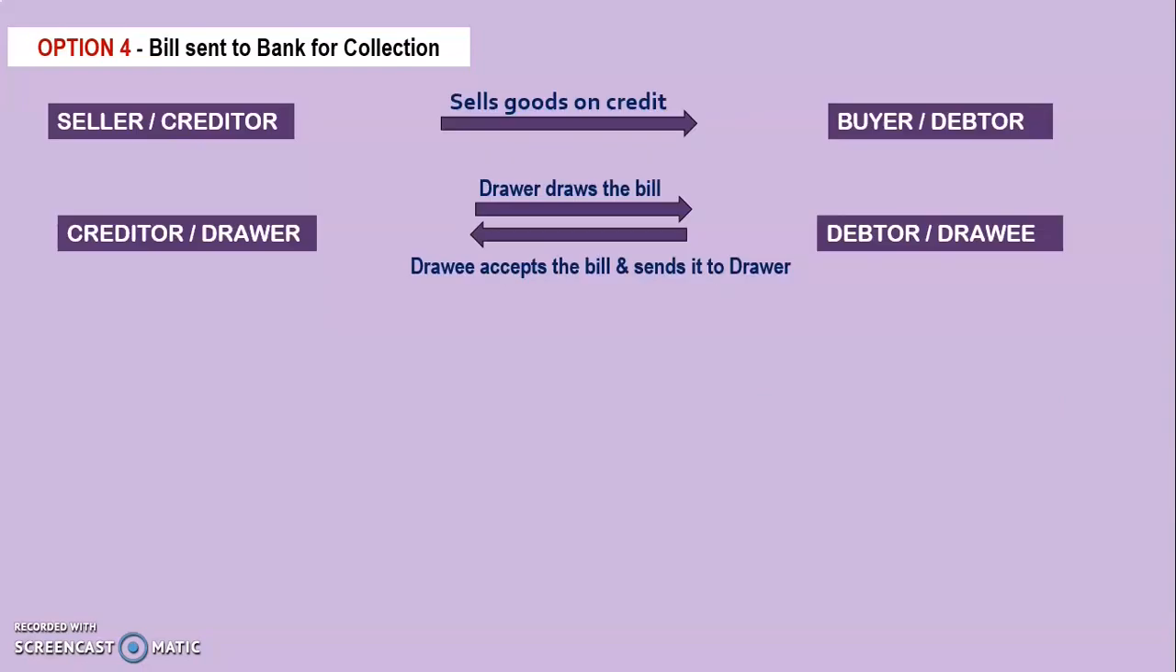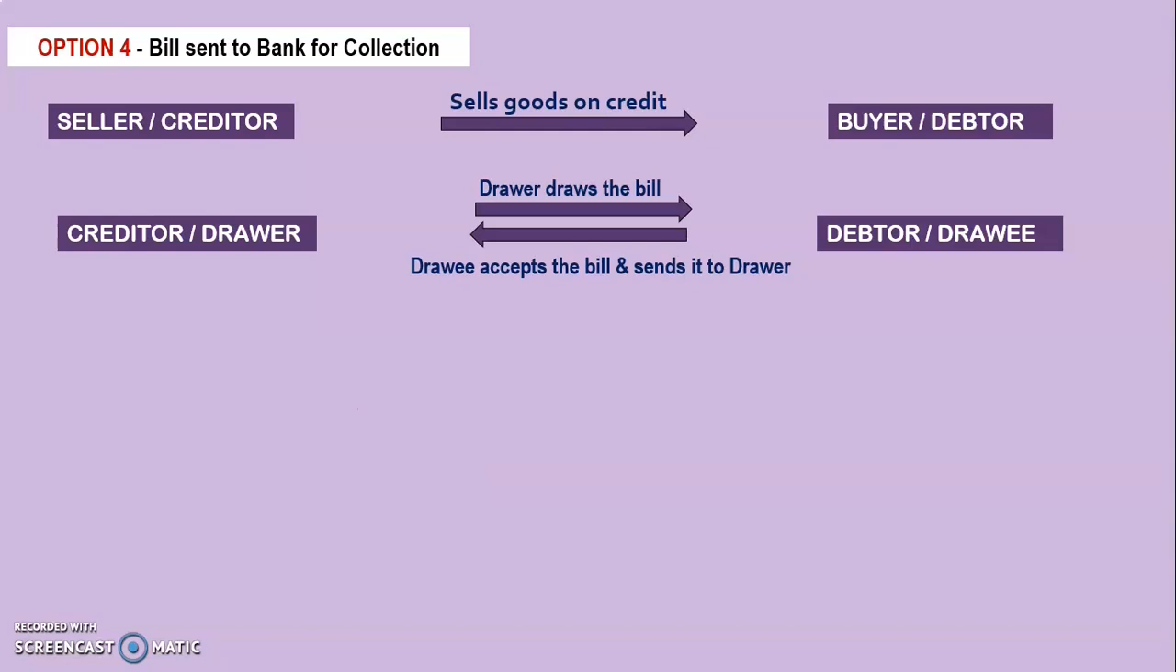And the fourth option, bill sent to bank for collection. Now in the course of business, the drawer or the creditor may receive many bills, and it may become difficult to remember and present these different bills to different drawees on different due dates. So in such cases, the drawer can send all these bills to his bank, and the bank will collect the amount of the bill on the due dates on behalf of the drawer. For this service, the bank charges certain fees known as bank charges.